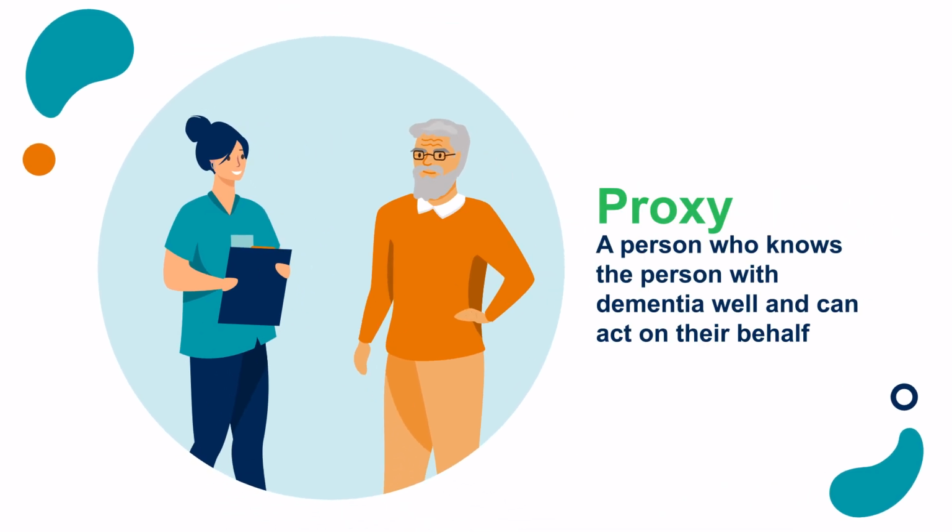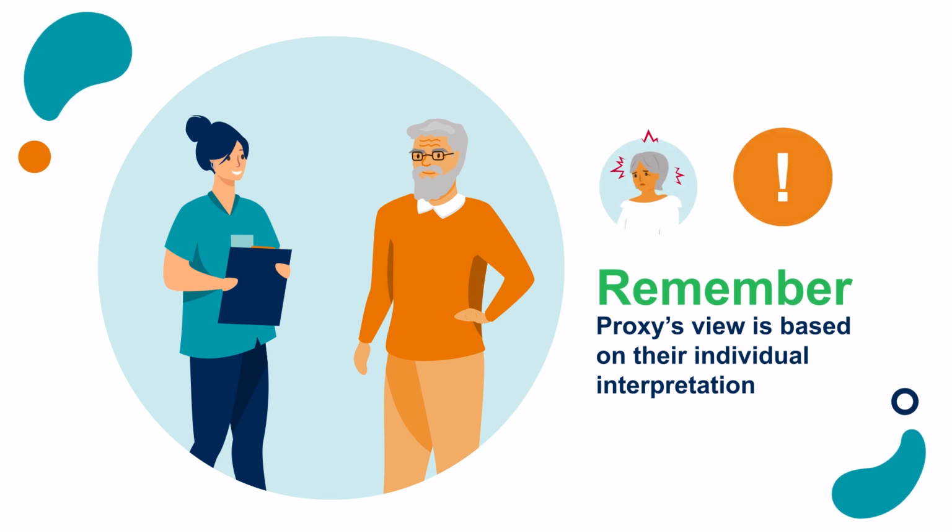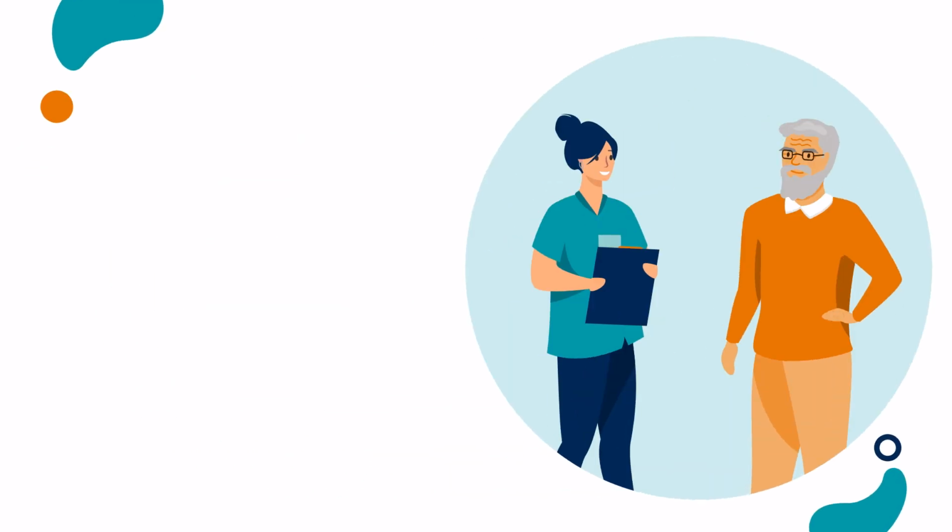A proxy is someone who knows the person with dementia, like a family member or a health or social care professional. It should ideally be the person who knows the person best and who has spent the most time with them in the recent weeks. It is important to remember that a proxy's view of symptoms is based on their individual knowledge of the person, so it is best to check with others who know the person well of their interpretation of how symptoms and concerns are affecting the person with dementia.